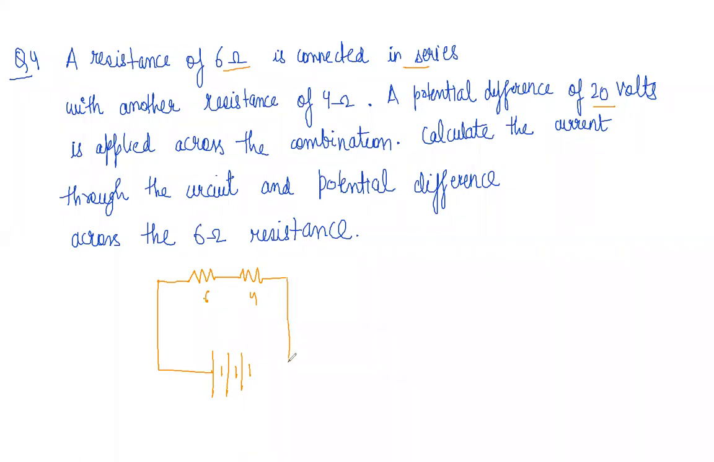Now I will say the potential across this battery is 20 volts. As I can see, both the resistances are in series, so I can find out the resultant resistance. Our resultant resistance will be R1 plus R2. Then the value will be 6 plus 4, so it will be equal to 10 ohms.